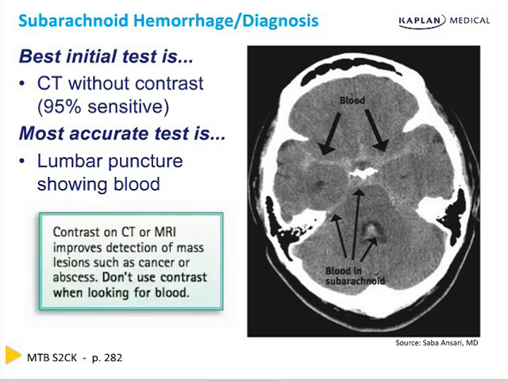CT scan. Now, contrast on CT or MRI improves detection of mass lesions such as cancer and abscess. You don't use contrast when looking for blood because blood looks like contrast. You use contrast when you're looking for cancers and infections.